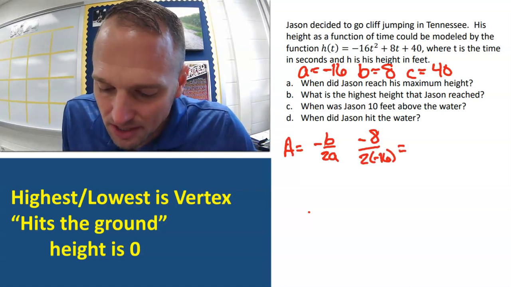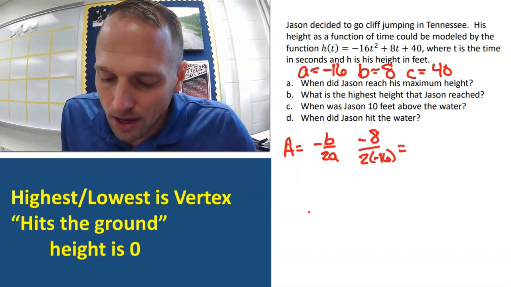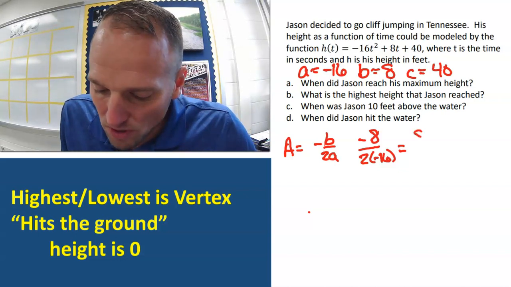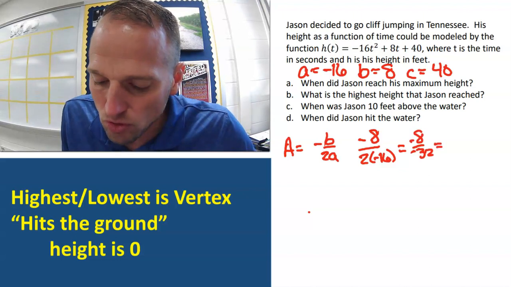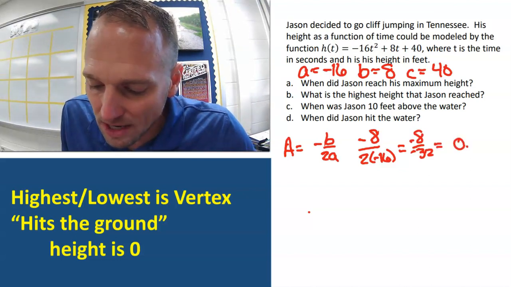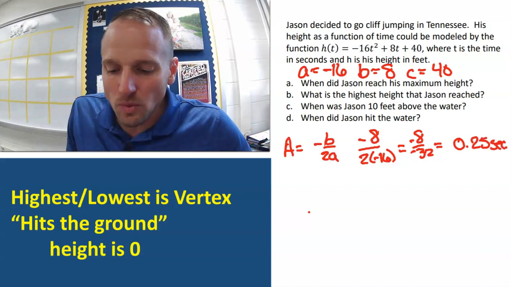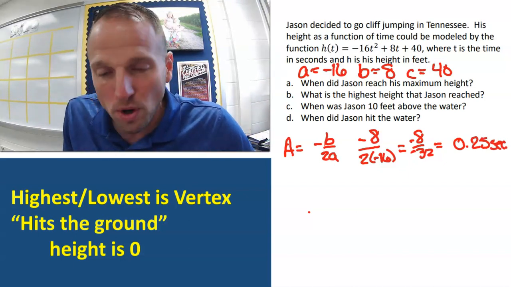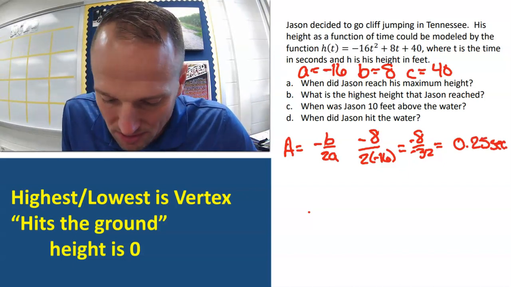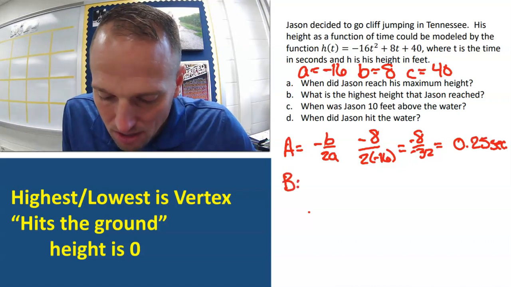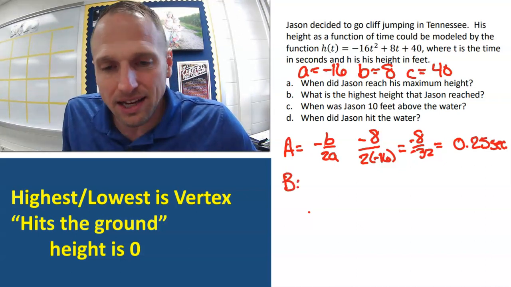And so this is going to be negative 8 over negative 32, which is going to be positive 1/4, or right now we'll use a decimal, 0.25. And this is time in seconds. So Jason reaches his maximum height at 0.25 seconds. That's the vertex. Letter B. What is the highest height?